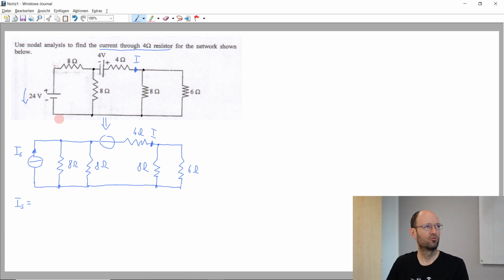The V over R. Yeah, the voltage divided by the resistance, just using Ohm's law, so 24 volts divided by 8 ohm. 8 ohm is volt divided by ampere, so the volts cancel each other. We are left with the unit ampere for current, and 24 divided by 8 is 3 ampere. Okay, so this is 3 ampere here pointing upwards.